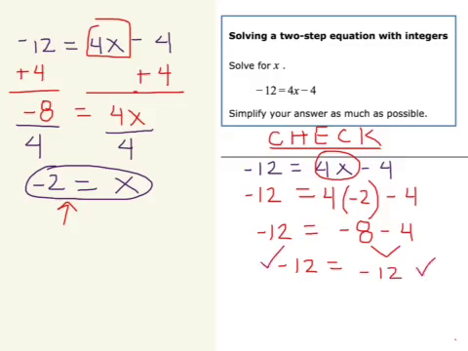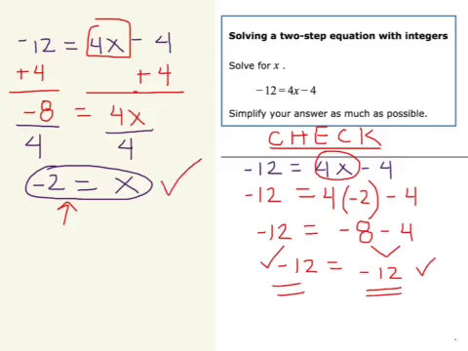And if you ever get stuck on one of these equations, you can always plug the value back into the problem, work through it, and check it out. And in this case, I know that I am in fact right. Negative 12 is equal to negative 12, and x is definitely equal to negative 2.